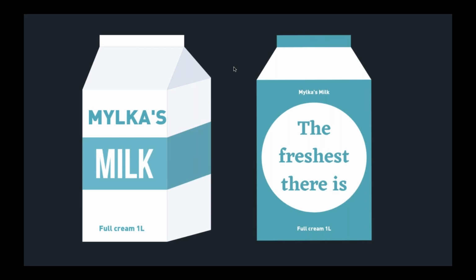Compare this to the second milk carton that has the words "the freshest there is" blasted across the front with a small Milker's logo at the top. Consider also that in all Milker's advertising, the words "the freshest there is" are the words that get your attention. They are actively showing customers that these are their words, and when you see these words, you know you're buying Milker's Milk. In this comparison, the first example cannot be said to be trademark use.